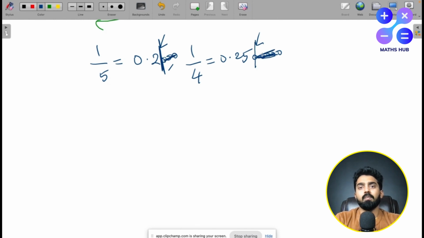So they just end over here. They basically have a hard stopping point. It's exactly 0.2. It's exactly 0.25. These kinds of decimals end exactly at this point. This number is exactly equal to 0.2. This number is exactly equal to 0.25.